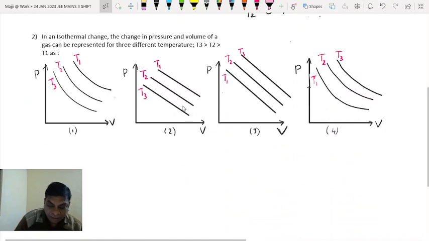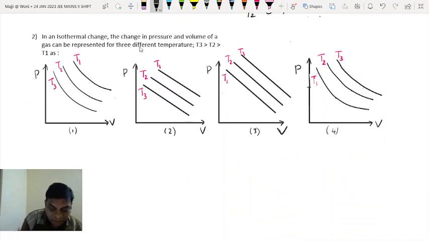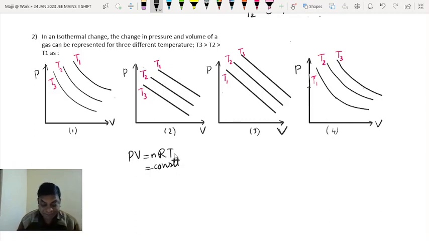In an isothermal process, the change in pressure and volume of a gas can be represented for three different temperatures. Now, isothermal process means when temperature remains constant. For a given mass of a gas at constant temperature, Boyle's law becomes applicable. If you write the equation of state, PV equals nRT. Since n is constant for a given mass of a gas, and T is constant as per the process, that is isothermal change, therefore PV is constant.